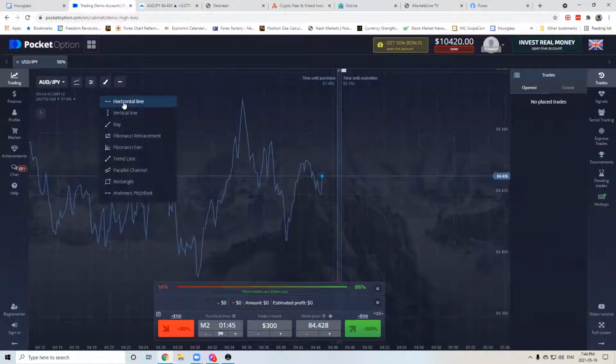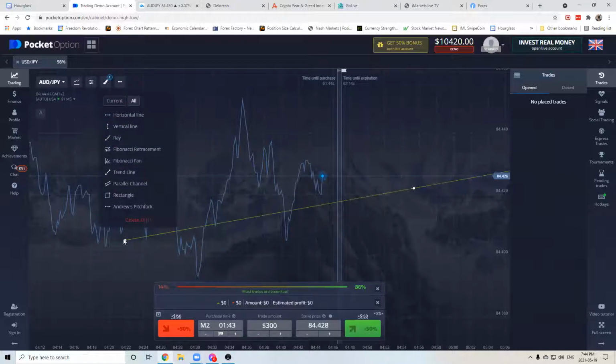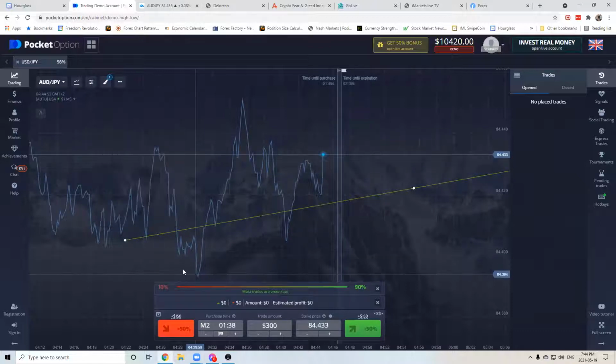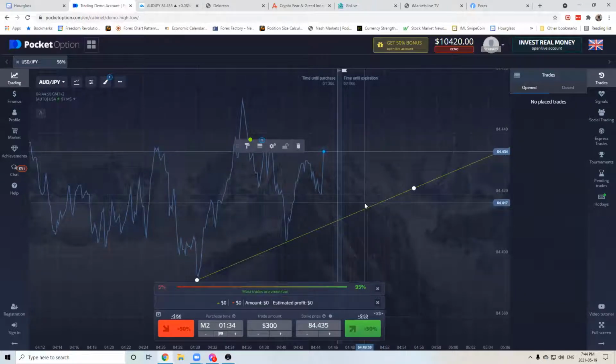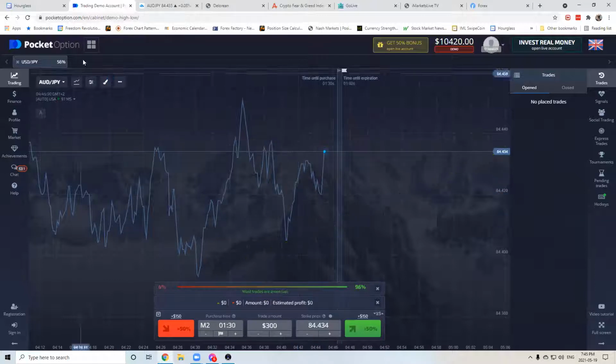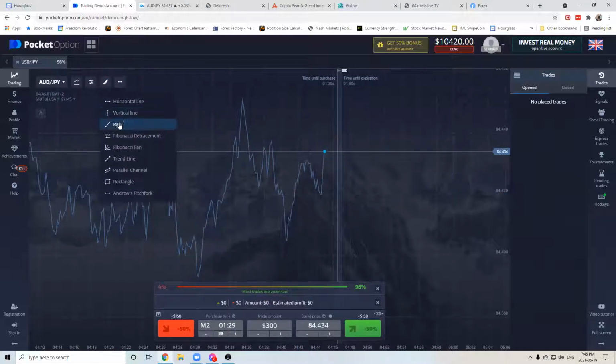Let's see if we can draw us a nice little horizontal ray. I'm not used to how these... Yeah, this is no good. Trying to do technical analysis on Pocket Option is a little more difficult. I'm not used to their tools. I'm used to TradingView.